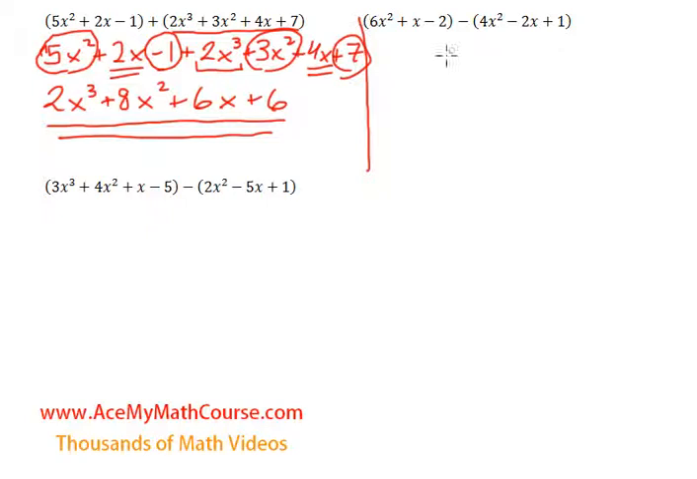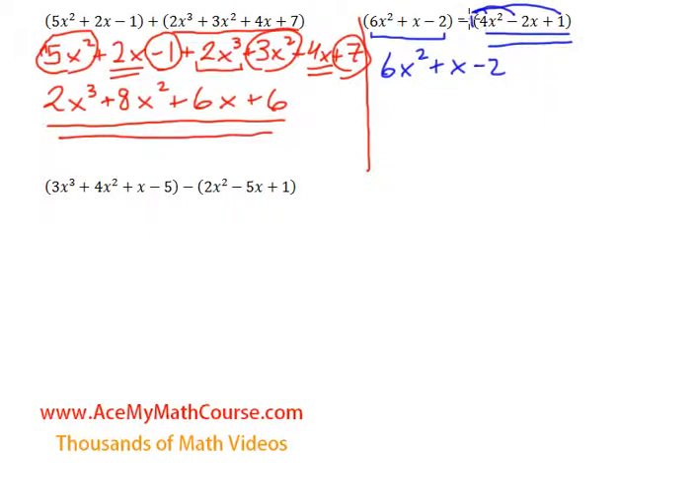Now over here, we're subtracting polynomials. I can just copy this one down. So 6x squared plus x minus 2. But now we're subtracting 4x squared minus 2x plus 1. What we need to do is switch every sign inside the parentheses because we're subtracting. It's like we're distributing a negative 1.